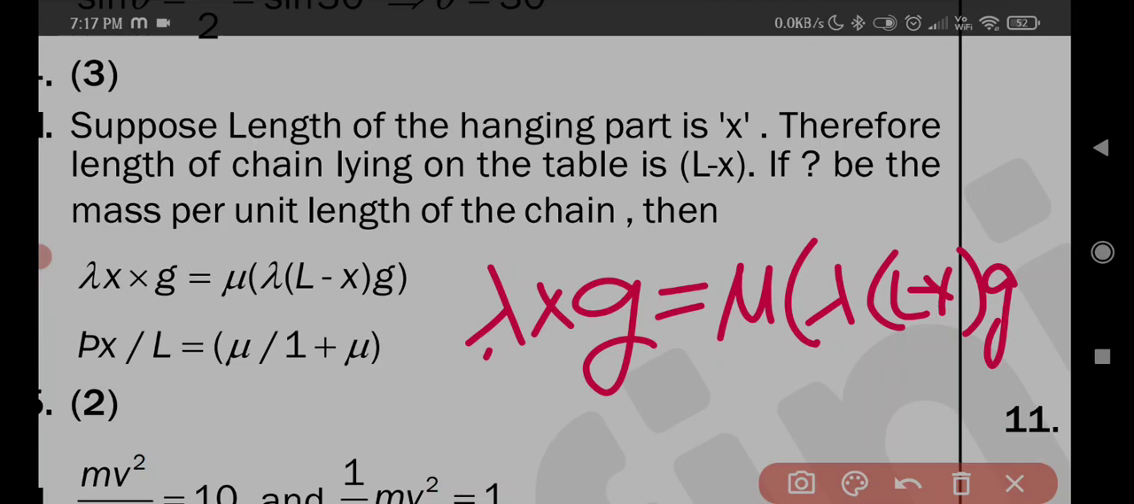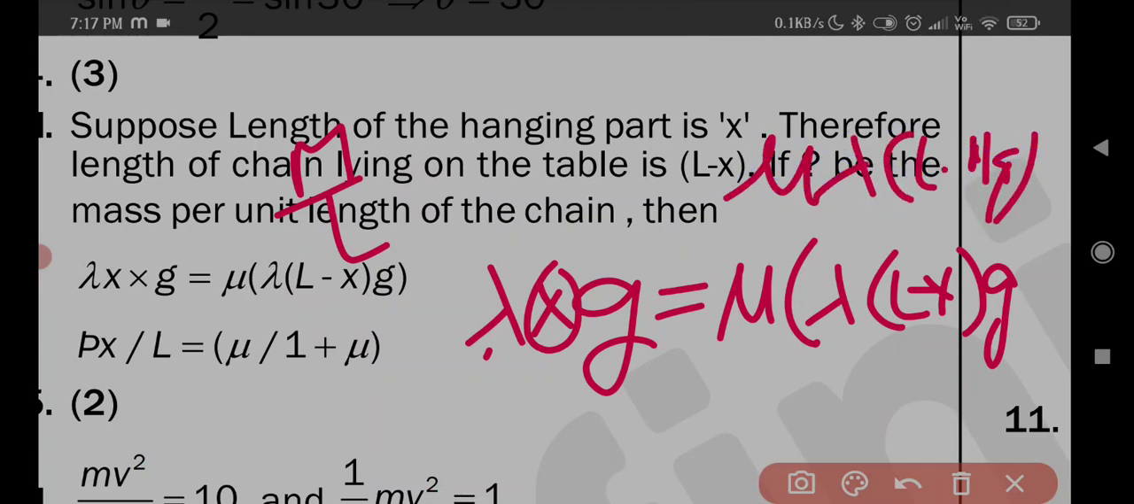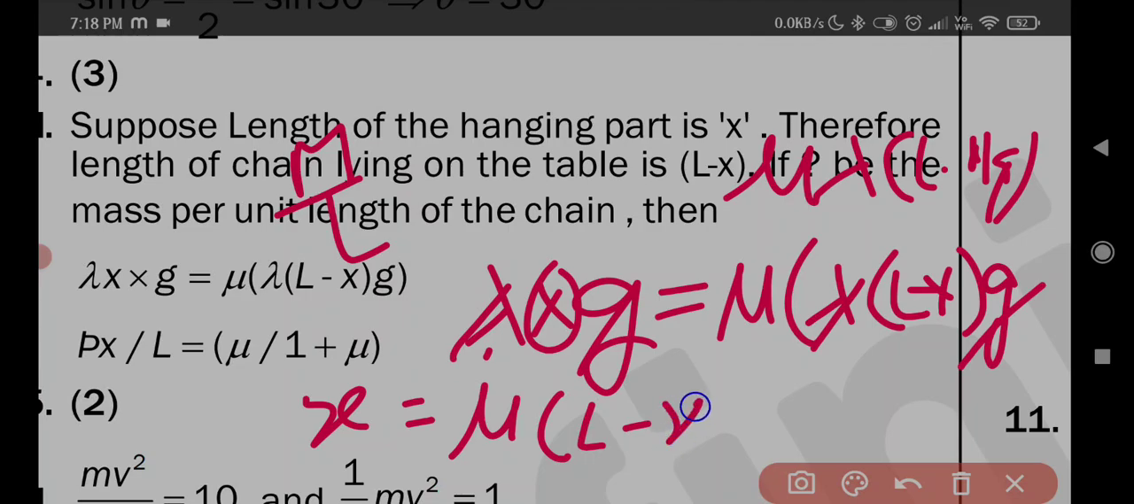Lambda is nothing but linear mass density, which is total mass by total length. For the x part I am taking x, and for the other part L minus x, so it is mu lambda L minus x g. If you check, you can cancel g and even lambda. So x is equal to mu into L minus x. This is the result, but the question is asking for the fraction of the length of the hanging part of the rope.